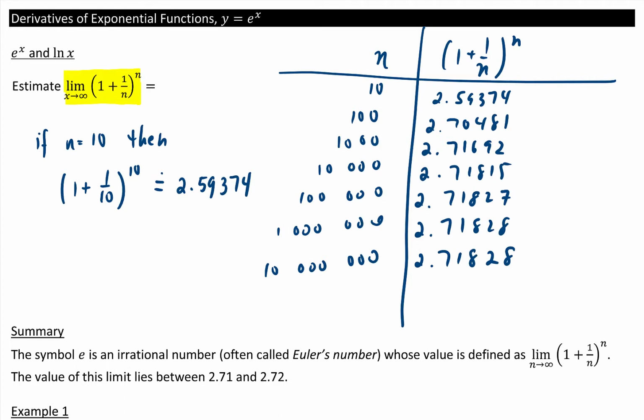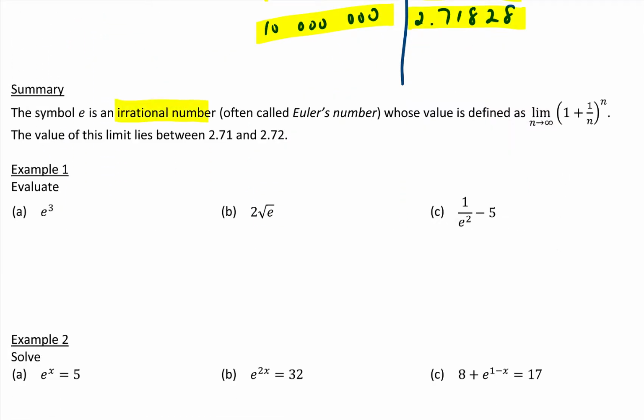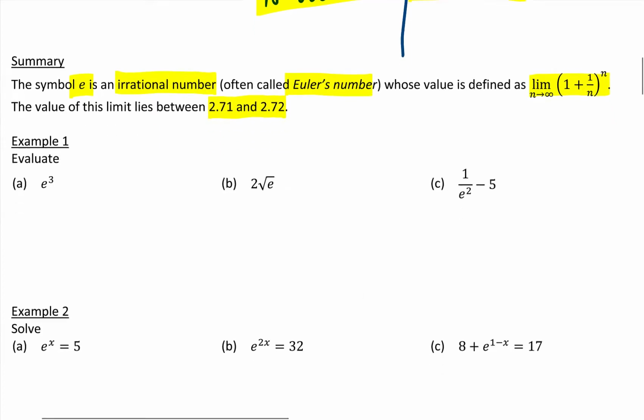And you notice from my table I had to get up to an n value of 1,000,000 and 10 million in order to get a number accurate to 5 decimal places. So what is this number? This irrational number is called Euler's number, and it's represented by the symbol e. Similar to pi, e is an irrational number. However, e is defined by the following limit: the limit as n goes to infinity of (1 + 1/n) to the exponent of n. And as we've just discovered, the number lies somewhere between 2.71 and 2.72.